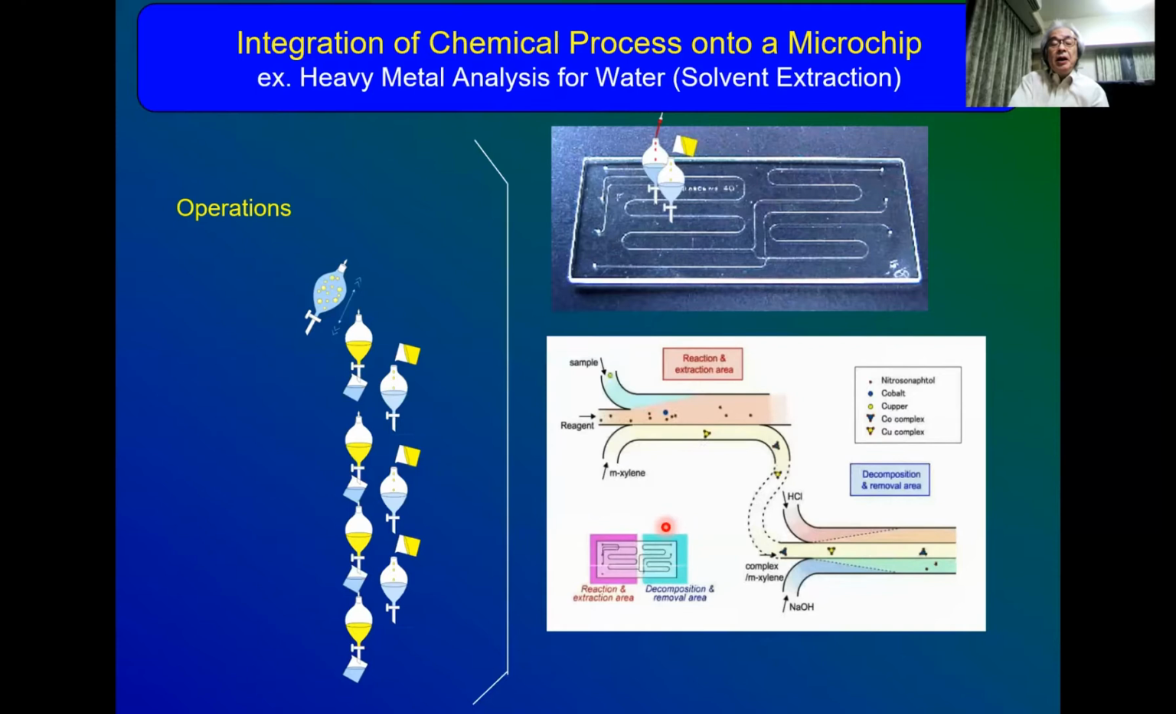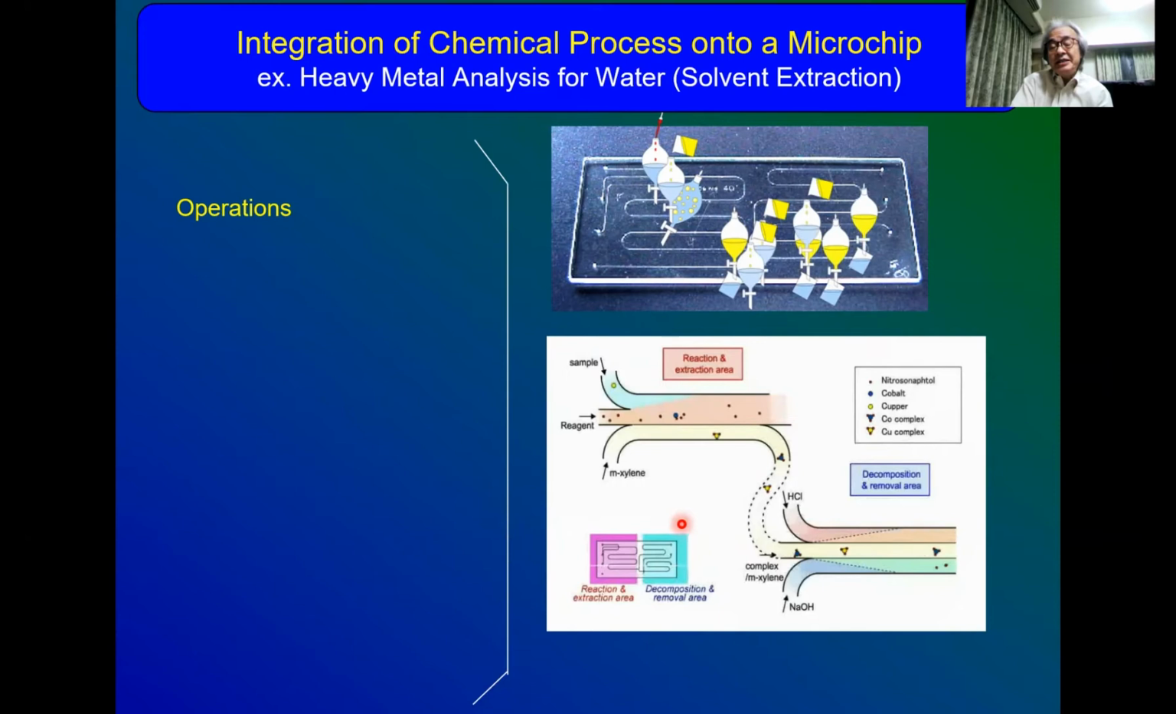confluence is also one of the unit operations. And then shaking and extraction works like this: the target molecule is extracted into the organic phase. And after that, the organic phase is separated from the aqueous phase. This is phase separation. So in this way, all kinds of those unit operations are integrated on a single device.